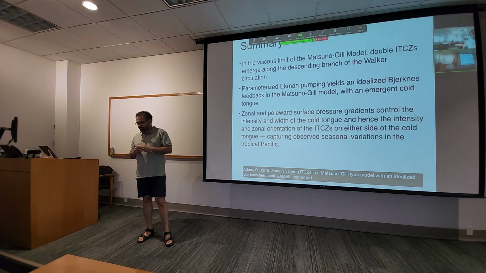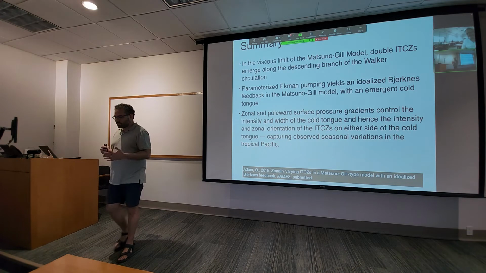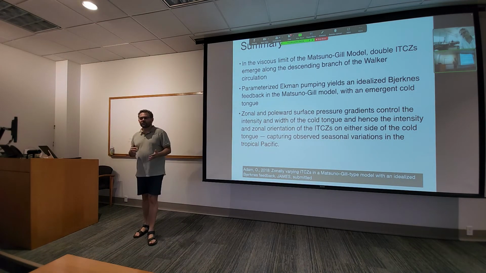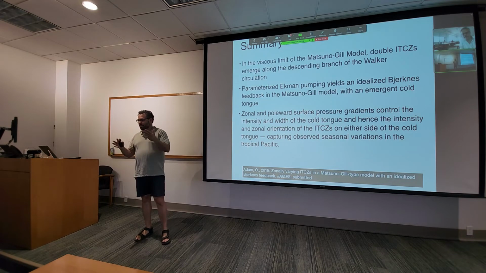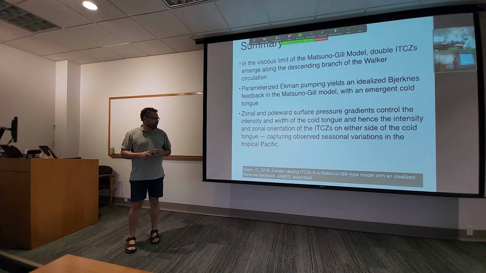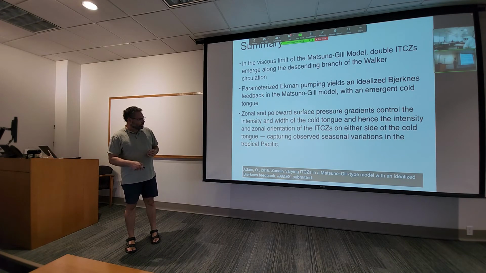And then the zonal and poleward surface pressure gradients control the intensity and width of the cold tongue, and therefore also the intensity and zonal orientation of the ITCZs on either side of the cold tongue. And this captures the seasonal variations that we see in the Pacific. And this is all from this paper.